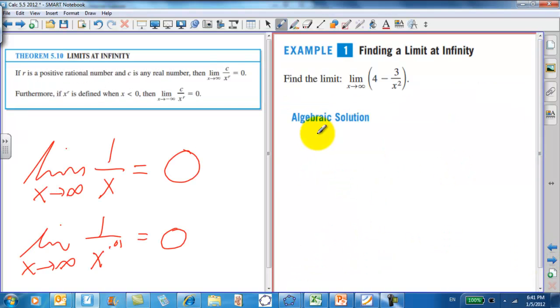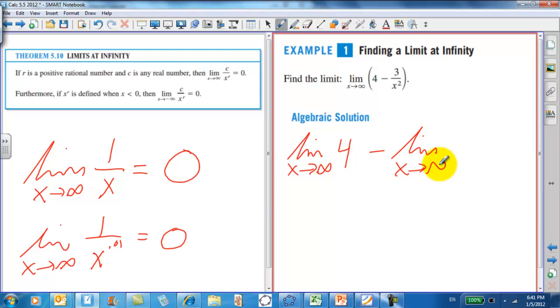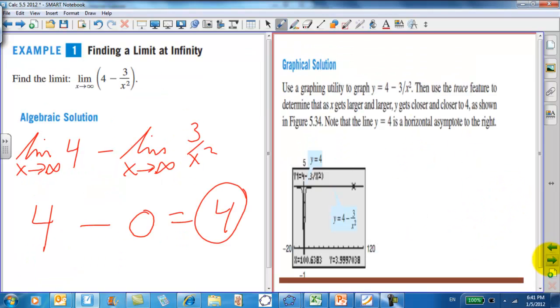Finding the limit at infinity then, here's the algebraic approach to something like this. We can say the limit of a subtraction is the subtraction of limits. So the limit as x goes to infinity of 4 minus the limit as x goes to infinity of 3 over x squared. Well, this first one is just going to approach 4 because x is changing but 4 is constant. Here, as x goes to infinity, this bottom gets huge. So even though when x equals 1 you get 3, when x equals 1,000,000 you get 3 over a million squared. So this is essentially 0. And there's your algebraic approach to that limit.